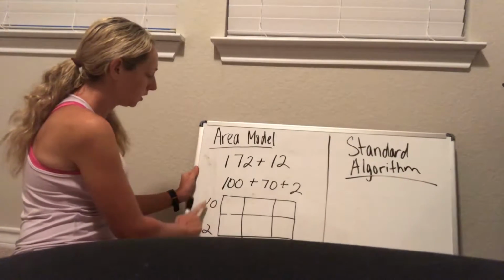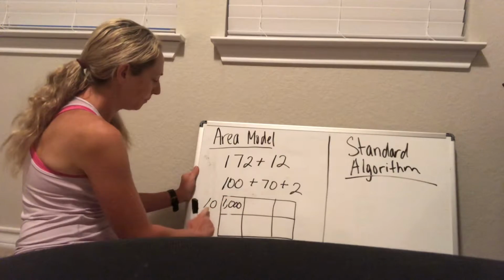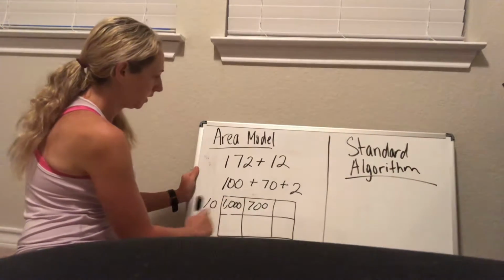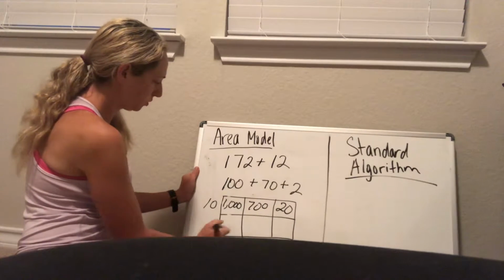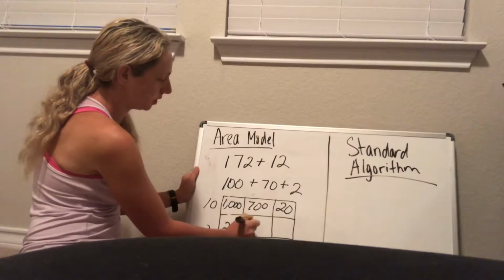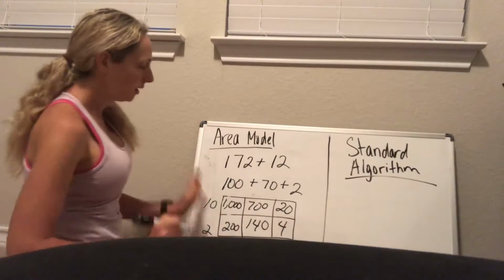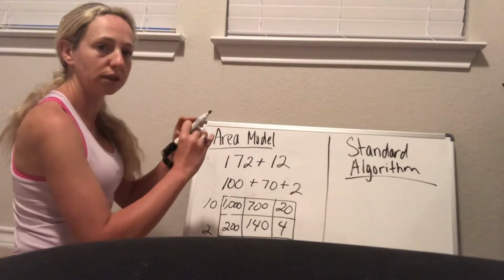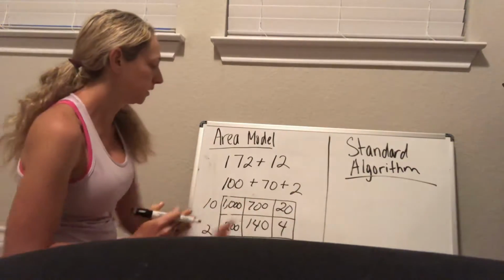So 100 times 10 is 1,000. 10 times 70 is 700. 10 times 2 is 20. 100 times 2 is 200. 2 times 70 is 140. And 2 times 2 is 4. Now we found the area of each rectangle. We're putting them together to find the final area of the large rectangle.